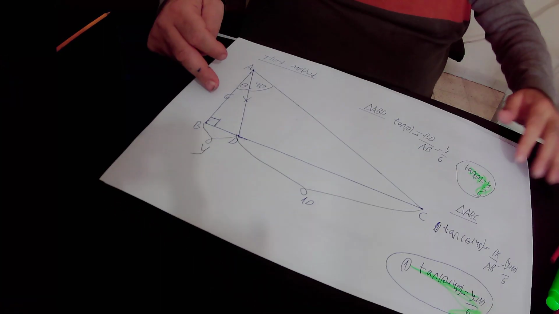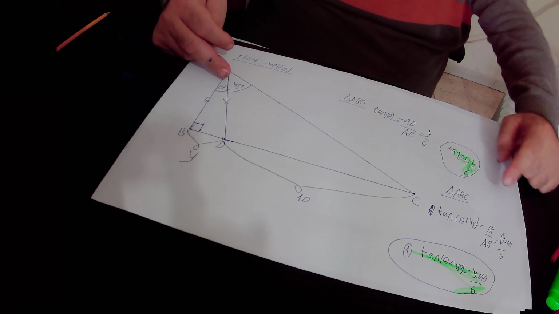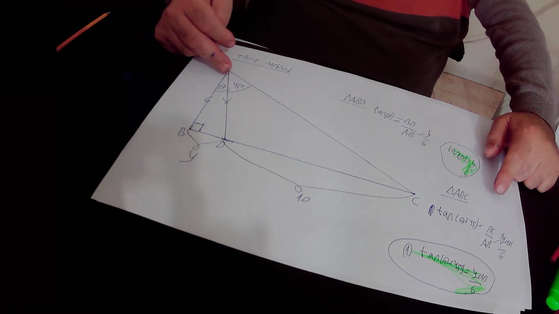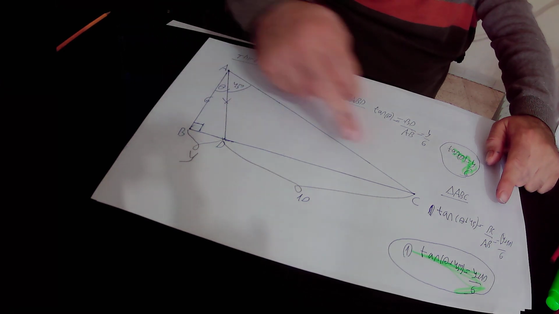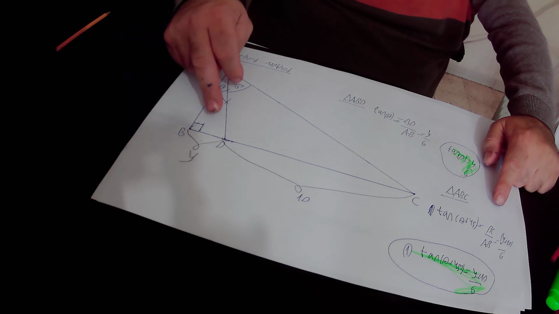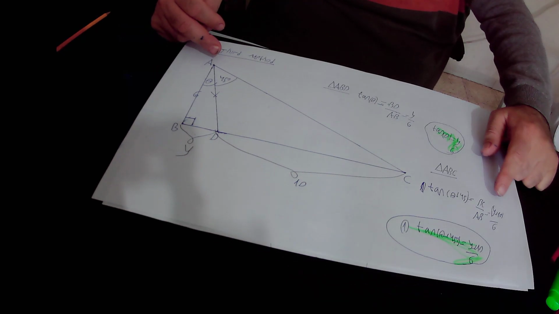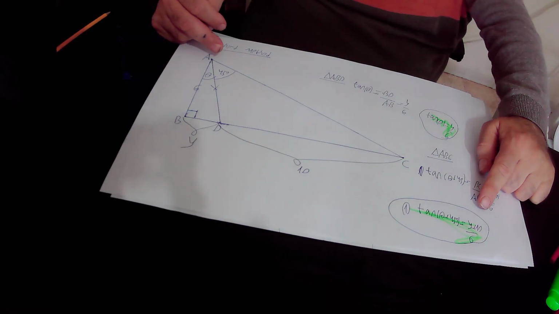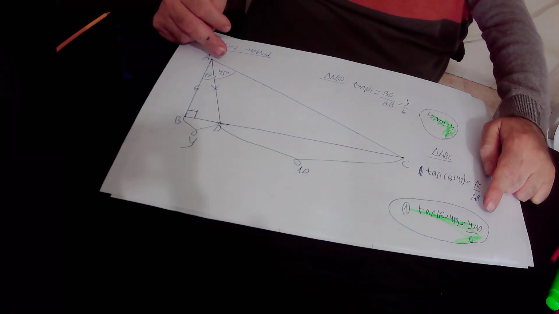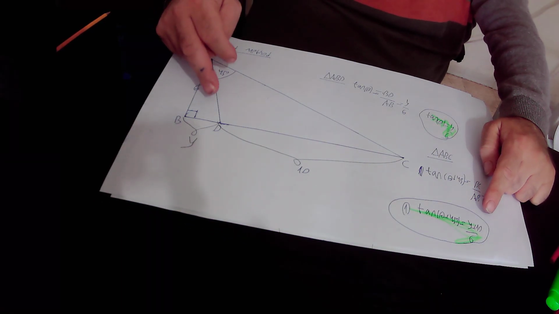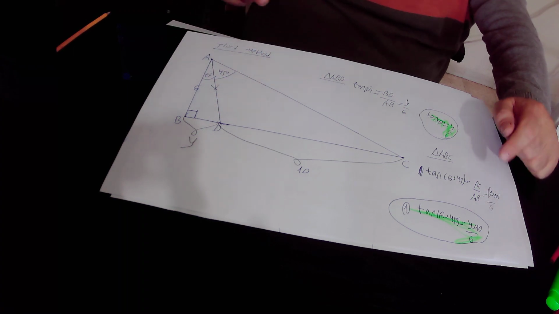Then we focus on the right triangle ABC. In the right triangle ABC, tangent theta plus 45 degrees equals BC over AB. BC equals y plus 10 and AB equals 6. So according to equation number 1, we found out that tangent theta plus 45 degrees, in conclusion, is equal to y plus 10 over 6.